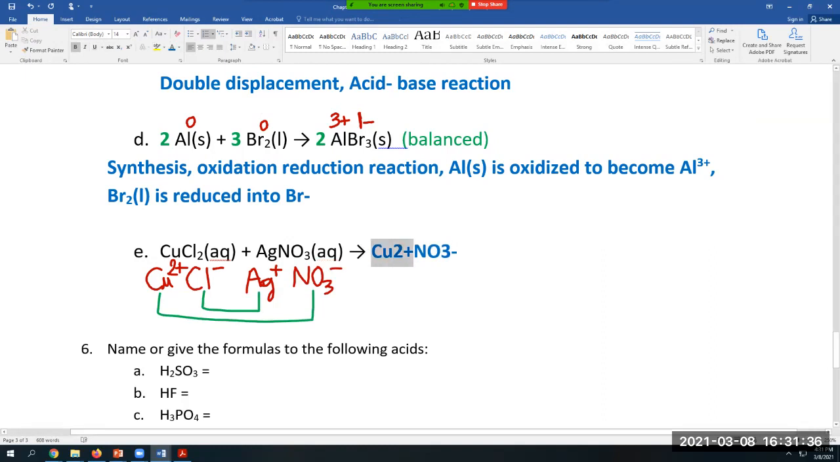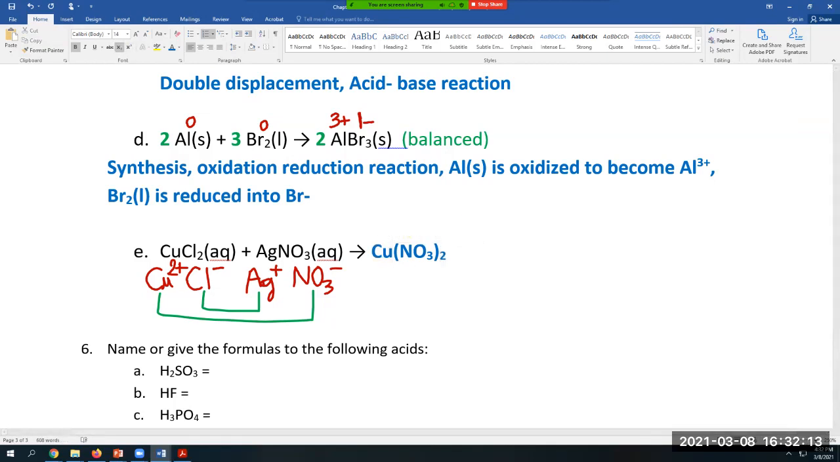So, you have 2 positive charges on the copper, but only 1 on the nitrate. So you need 2 nitrates per copper, right? So let's have it like this. So 2 nitrates per copper. Why? Because the copper carries 2 positive charges and each nitrate carries 1 negative charge. So you need 2 nitrates to make 2 negative charges in total. That will cancel the 2 positive charges on the copper.